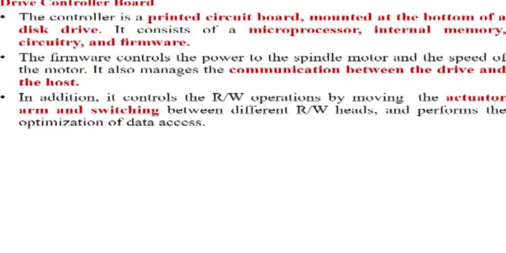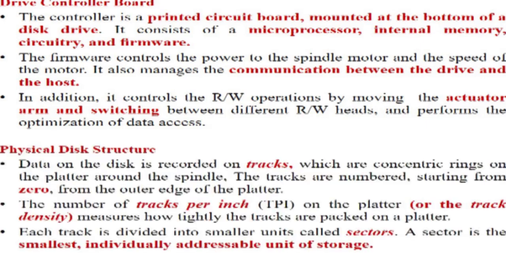Drive controller board. The controller is a printed circuit board mounted at the bottom of a disk drive. It consists of a microprocessor, internal memory, circuitry and firmware. The firmware controls the power to the spindle motor and the speed of the motor. It also manages the communication between the drive and the host. In addition, it controls the read-write operations by moving the actuator arm and switching between different read-write heads and performs the optimization of data access.